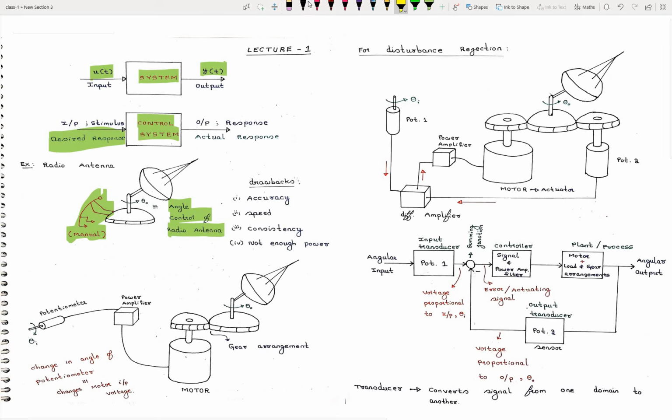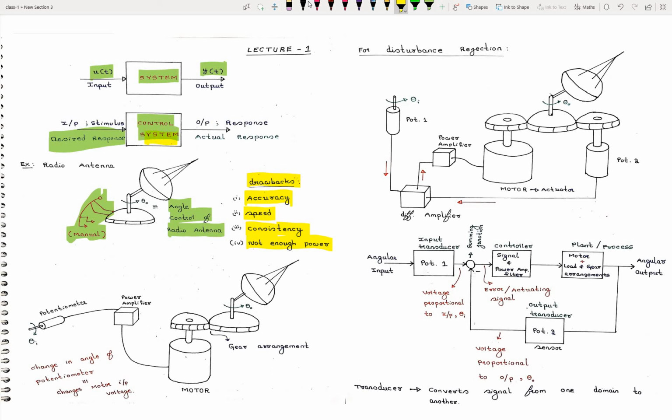So the drawbacks here are accuracy. Accuracy will be less, speed will be less, and consistency. The angle control of radio antenna should be consistent, and there is not enough power, since we are doing it manually. So these are the major drawbacks if you go manual. I have taken this example to highlight the concept of control system.